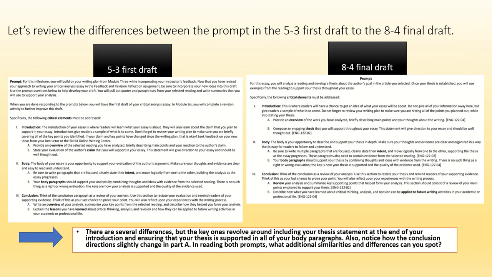And then also notice the slight differences in the conclusions. I can't stress enough that for the conclusion, please make sure that you answer part B, which states to describe how you have learned, what you have learned about critical thinking, analysis, revision that can be applied to the future writing activities in your academic or professional life. A lot of you missed that last section of the conclusion, and what I highly recommend for you to do is split that apart from the first half of the conclusion. So make the conclusion two different paragraphs, one paragraph for part A and one paragraph for part B.